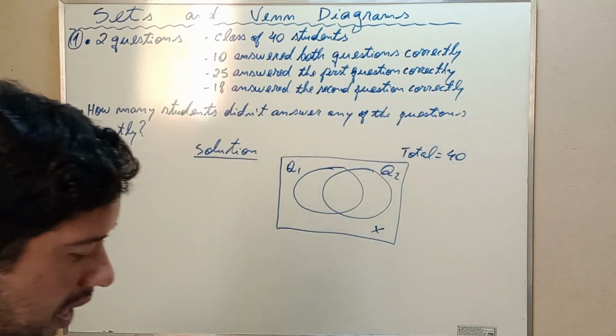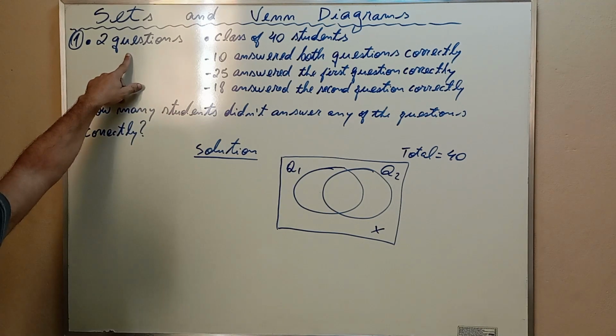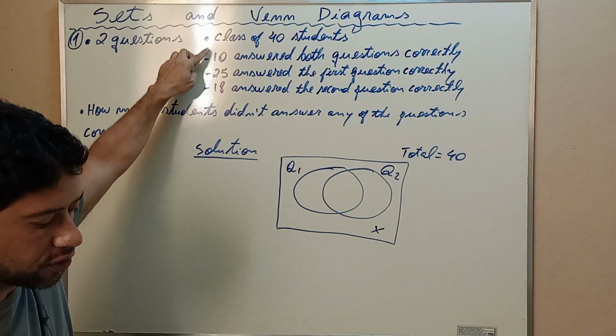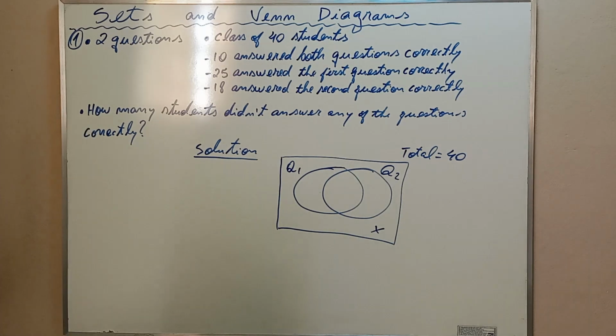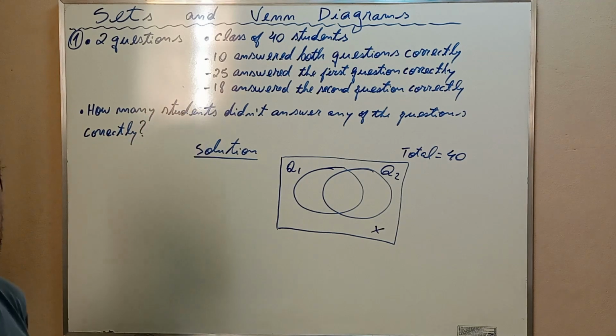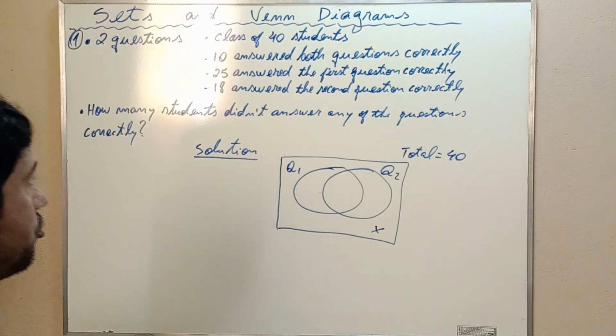Exercise number 1 says, in an exam there were two questions. In a class of 40 students, 10 answered both questions correctly, 25 answered the first question correctly, and 18 answered the second question correctly. Now the question: how many students didn't answer any of the questions correctly? Okay, my friends, this is the exercise. Let's go to the solution.